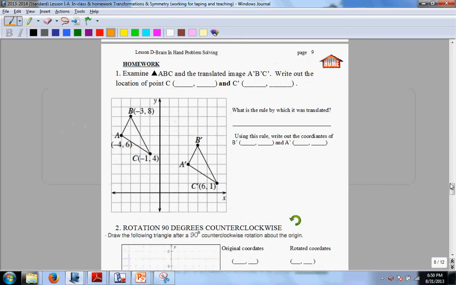Taking a look at this first problem, it says examine triangle ABC and translate the image. Write out the location of C and C prime. Now remember, translate means to slide. So you ask yourself, how has C slid?